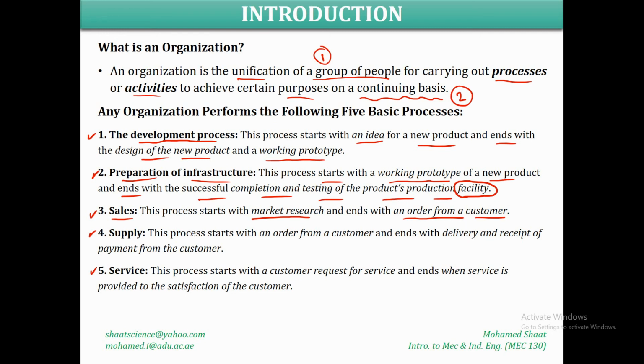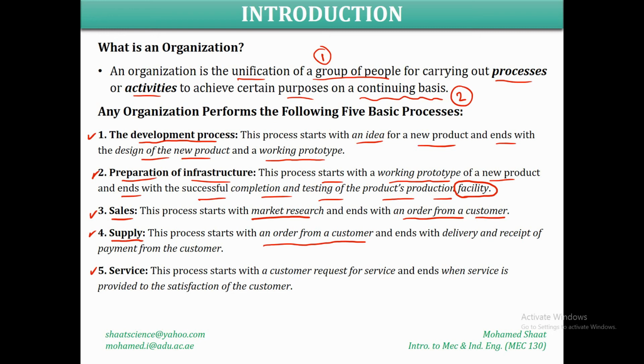We start with the market research, then we end with an order from a customer. Once we receive this order, it is sent to the supply department. They receive the order from the customer and work on preparing it. For example, there is a specific customer who wants a specific design for his car, like a Tesla car.